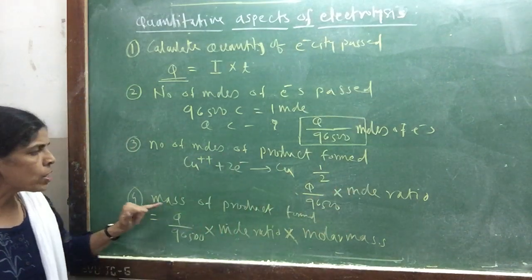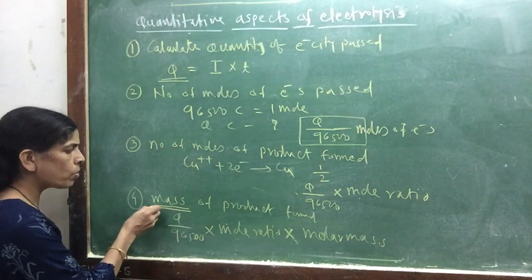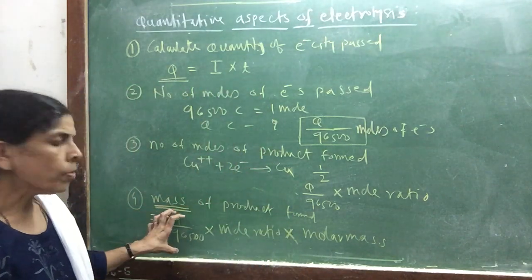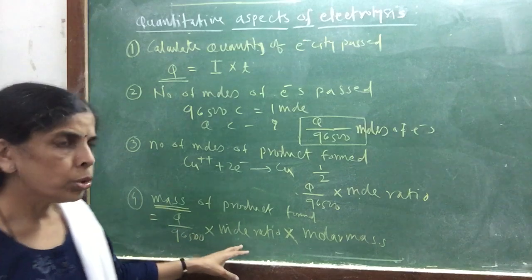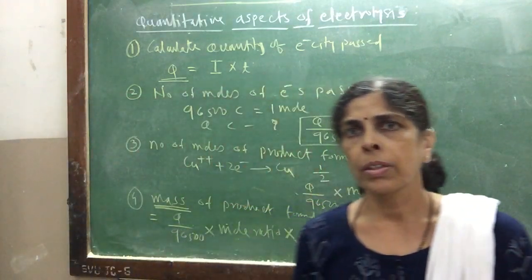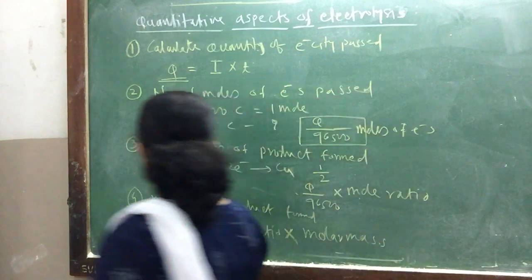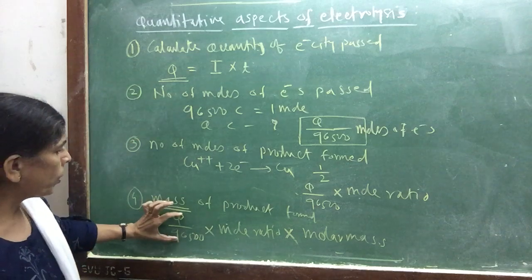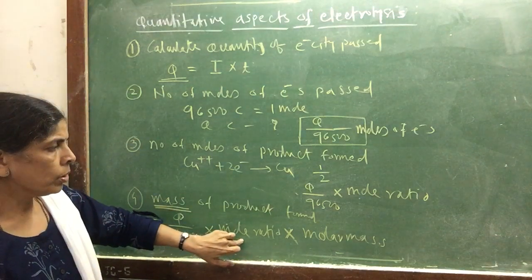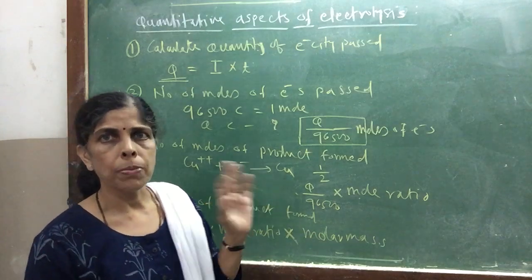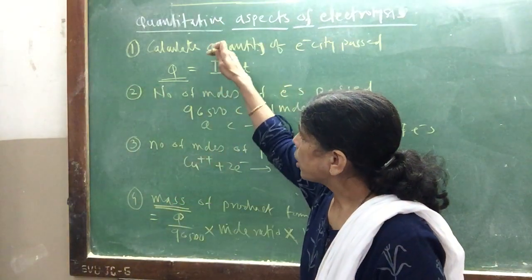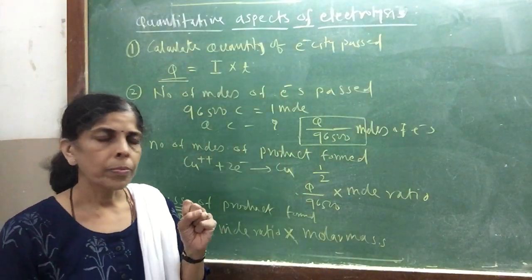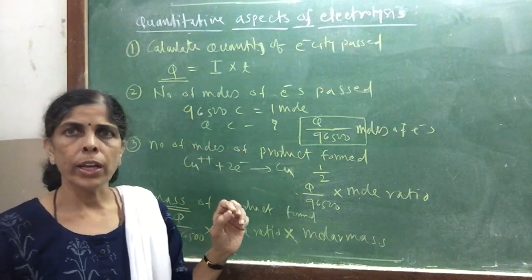And the last step, the mass of the product formed. Quantitative aspect means what? The mass of the product deposited at the electrode. That is equal to the number of moles of electrons passed into the mole ratio into the molar mass of the product formed. So Q upon 96500 is the first step, and the second step is Q upon 96500 into mole ratio into the molar mass of the product which is formed. If you carry out all these 4 steps, you will get the mass of the product which is formed. We are going to solve some problems based on this so that things will be more clear to you.